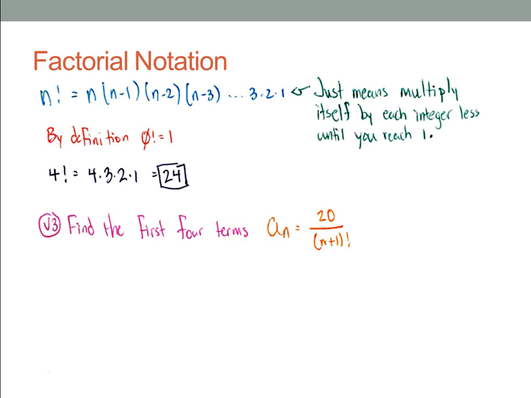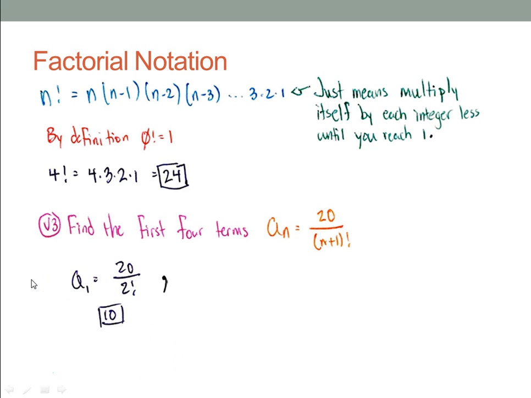So let's use this to find the values of a sequence. I have the sequence, the function for the sequence is a sub n is 20 divided by n plus 1 factorial. So if I want the first term, 1 plus 1 is 2, which is why I have the 2 factorial down here. Well, 2 times 1 is just 2, so 20 over 2 reduces to 10.